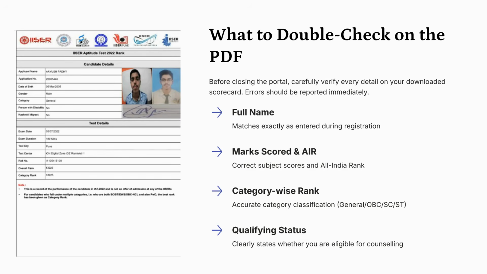Before leaving the portal, carefully verify all information mentioned on the scorecard. Check whether your name matches the details entered during registration. Confirm your marks, All India rank and category rank. Also verify your category details and qualifying status as correctly displayed. If you notice any discrepancy, contact the ISER admissions authorities immediately for clarification.